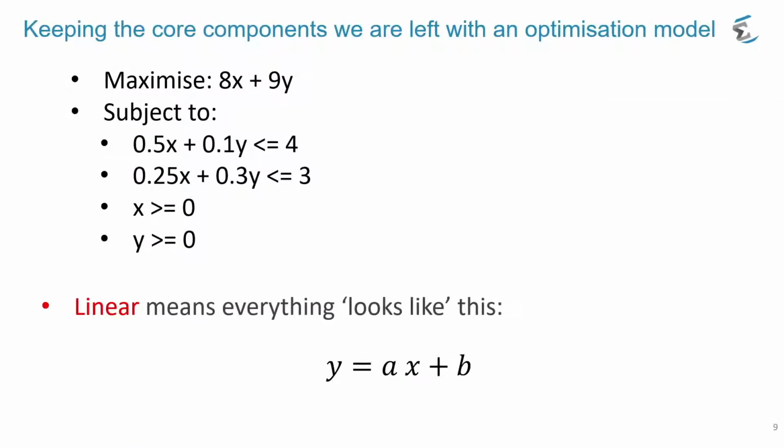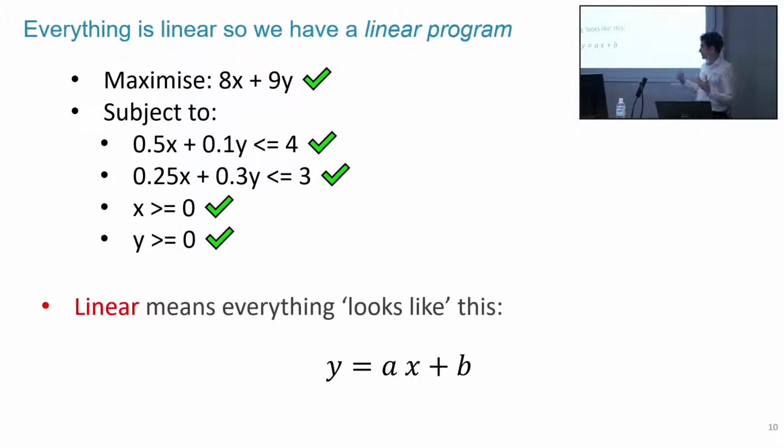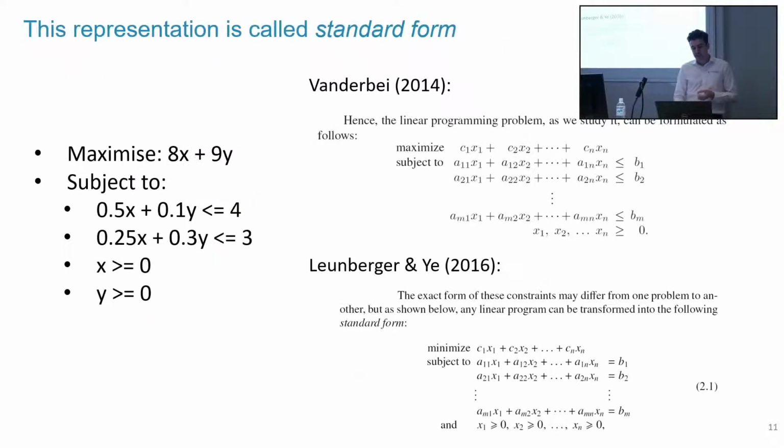So if we just keep the core components of that, we're left with this representation. So I have a function I'm trying to maximize, 8x plus 9y, subject to those 2 constraints, my flour capacity and my sugar capacity, and bounds on those variables that restrict what they can do. And remember, linear means everything looks like that, which everything in this problem does look like that. I have no products of variables. I don't have x times y, I don't have sine x, I don't have x squared, anything like that. So everything here is purely linear, and that means I have a linear program. So this representation of the problem is called standard form.